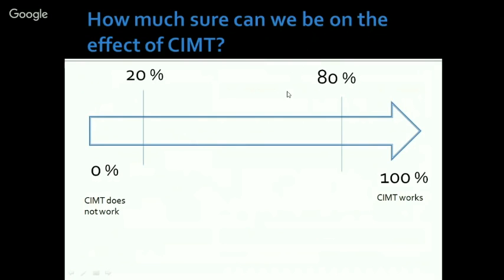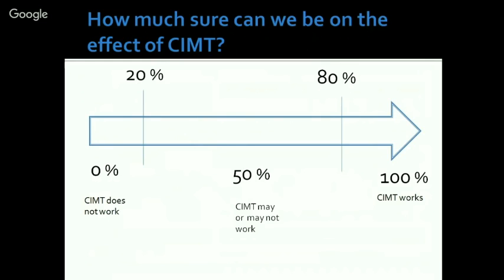Now, the most important point in this whole line is 50%, which means if the probability of the intervention's effectiveness is 50%, it means CIMT may or may not work. Now that's a problem. It's like tossing a coin.